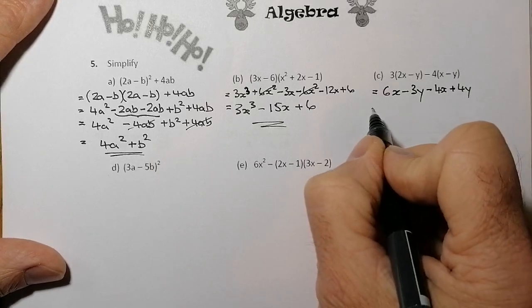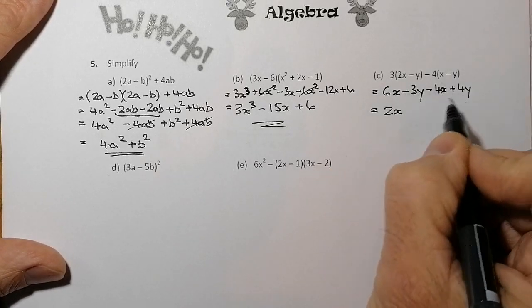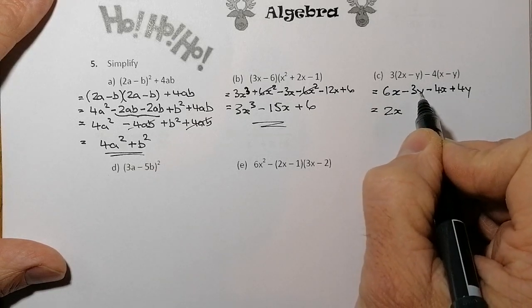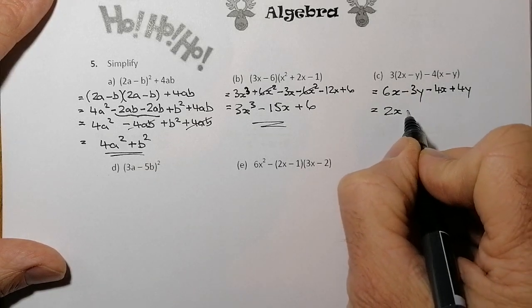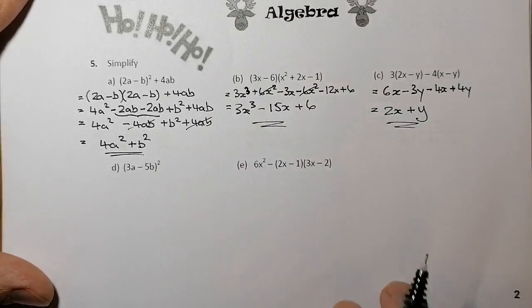I'm going to gather up what I can. So I can gather up the x terms, so that will give me 2x, and I'll gather up the y term. So I've got negative 3y plus 4y, and that's going to give me plus 1y, or just plus y, and that's my answer to that part there.